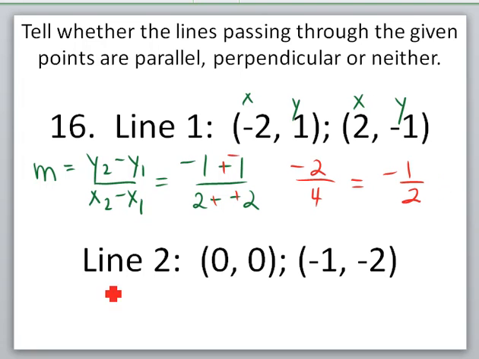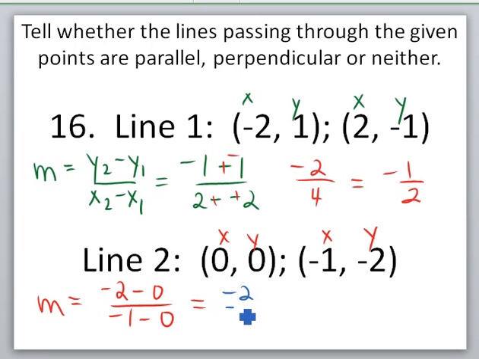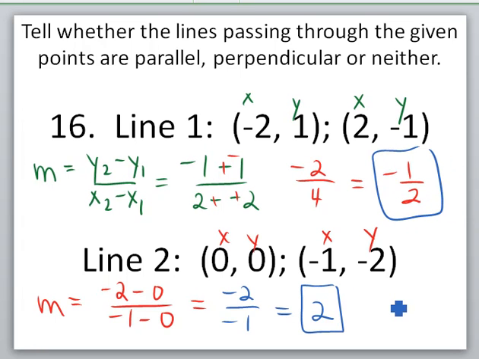The second line, the slope would be y minus y over x minus x. My y coordinate is negative 2 minus my other y coordinate, 0. My x coordinate is negative 1 minus my other x coordinate, 0. That gives me negative 2 over negative 1, which simplifies to 2. So if we look at the 2 and the negative 1/2, we can see that these are negative reciprocals of each other, so we know that the lines are perpendicular.